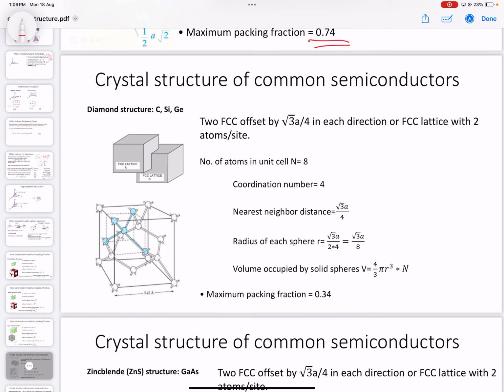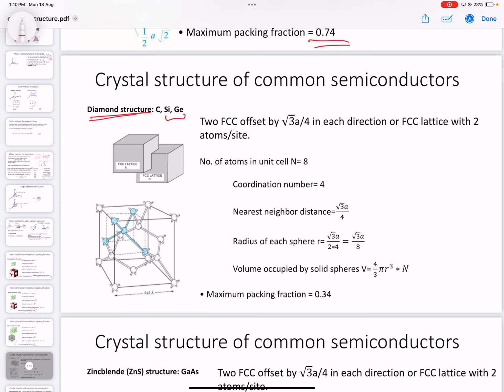Okay, so now coming to the crystals of common semiconductors. The common semiconductors that will be addressed in this course are silicon, gallium arsenide and germanium, because most of our devices are made out of these crystal systems. Let us see what crystal lattice systems we have for various semiconductors, silicon, germanium and, let's say, carbon also. So silicon and germanium have the diamond structure.